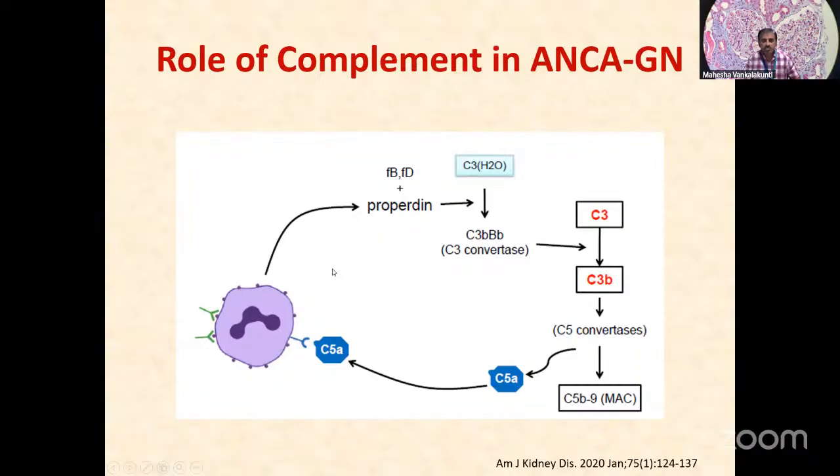The complement system is being activated by the activation of this alternate pathway. Although the MAC is not the direct injurious insult in this scenario, it's the C5a, which becomes a vicious cycle of activating the leukotrienes, which are further accentuating this neutrophil to be in the primed status.